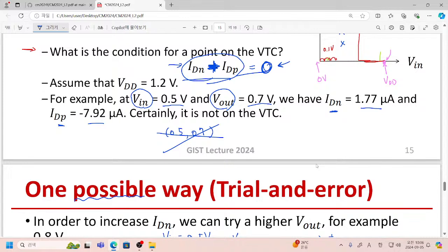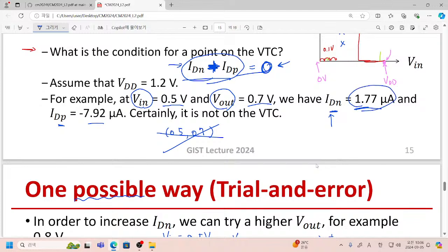In this case, our NMOS drain current is 1.7 and PMOSFET current is 7.9. It means that PMOSFET conducts more current than NMOSFET. Who should be stronger, and who should be weaker? Obviously, our NMOSFET should be driven a little bit further, and our PMOSFET should be driven a little bit weaker. Then how can we increase this NMOSFET current?